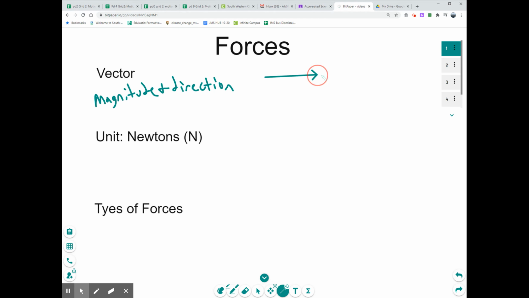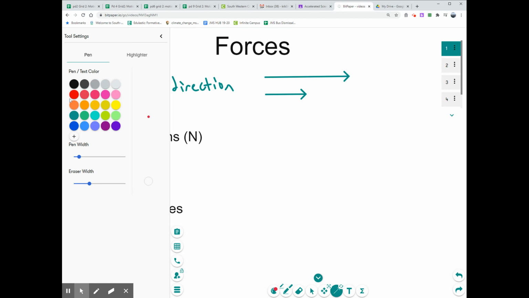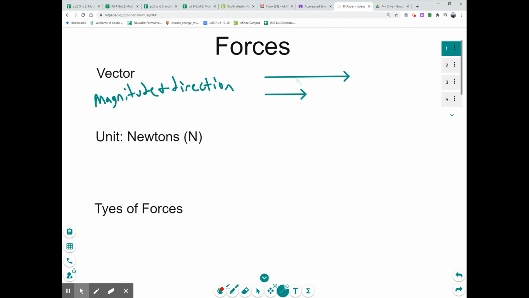Okay, so here's an example. We usually use arrows to represent forces. So here are two different arrows. One's about twice as big as the other one. And you can see that the twice as big one is going to have a larger value, and the smaller one's going to have a smaller value, and they're both pointing to the right, so they'd both be acting in the rightward direction.